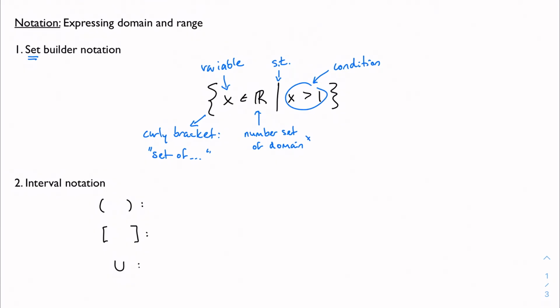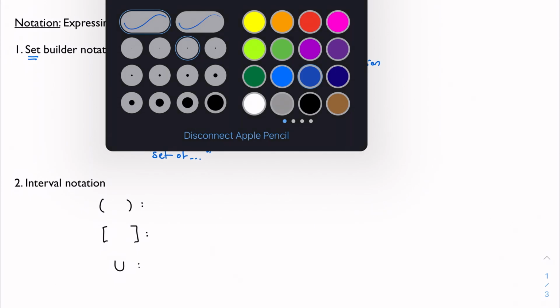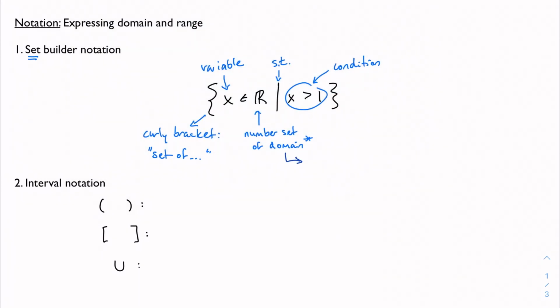I want to talk about this number set again because, just as everything in math, we have a catch. And the catch is you may leave out if x is an element of the real numbers, right? So actually I could simplify this and say x such that x is greater than 1, and it's implied that we're talking about the real numbers. So that's just kind of where we're going from here.